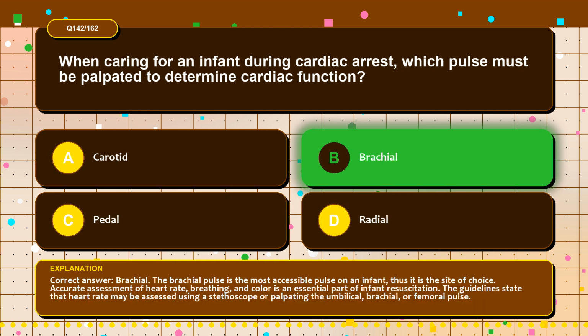Correct answer, brachial. The brachial pulse is the most accessible pulse on an infant, thus it is the site of choice. Accurate assessment of heart rate, breathing, and color is an essential part of infant resuscitation. The guidelines state that heart rate may be assessed using a stethoscope or palpating the umbilical, brachial, or femoral pulse.